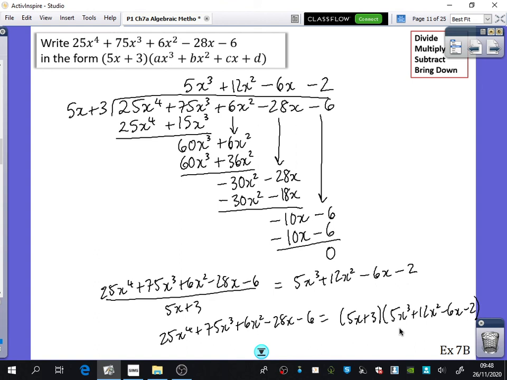Okay, so we're going to try some questions now from exercise 7B. I'm going to do a lot of practice on these. I'm going to do these on the whiteboards, okay? I'll leave it on this page for you to copy.